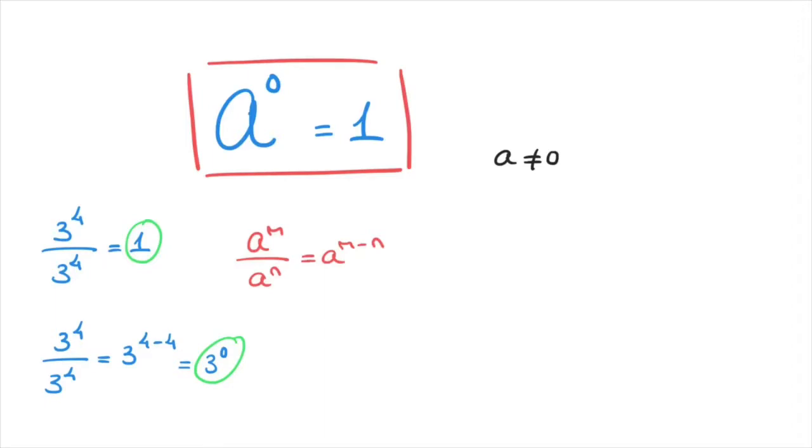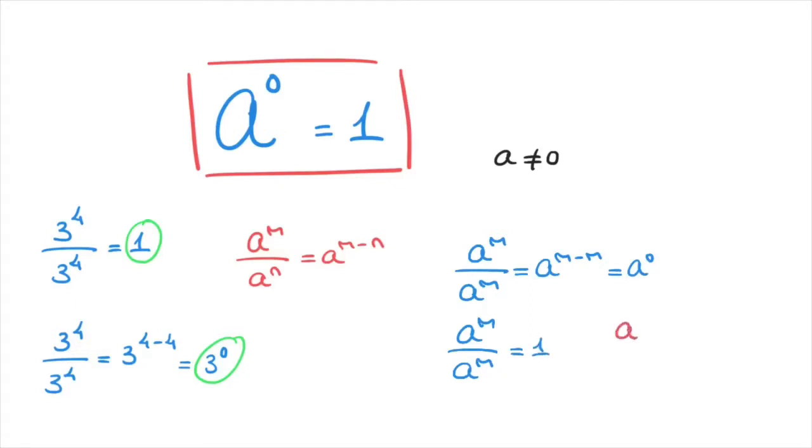And this result can be generalized for any non-zero number a. Indeed, all we have to consider is the following. a raised to the power of m divided by a raised to the power of m equals a raised to the power of m minus m, which equals a to the power of 0. And since a to the power of m divided by a to the power of m must equal 1, we can state that a to the power of 0 must equal 1 for any non-zero number a.